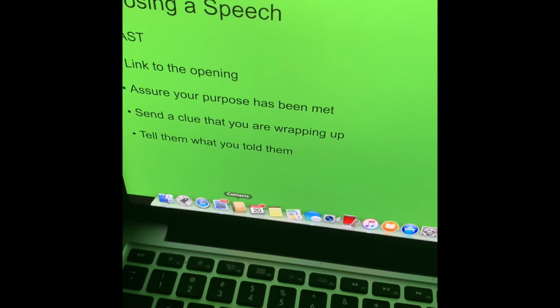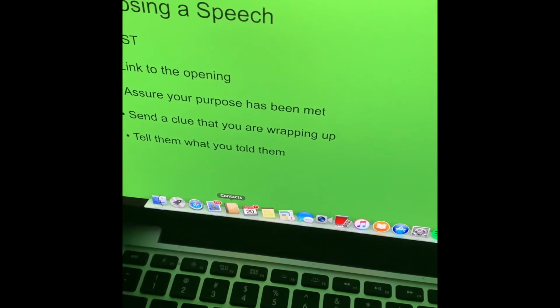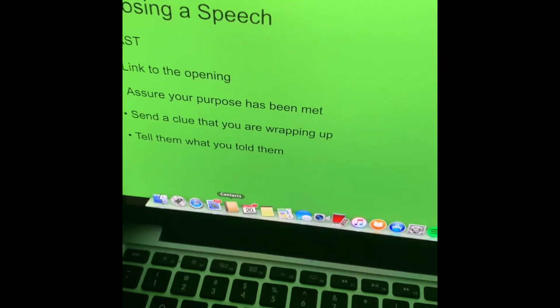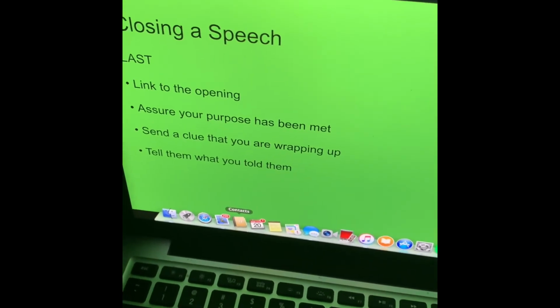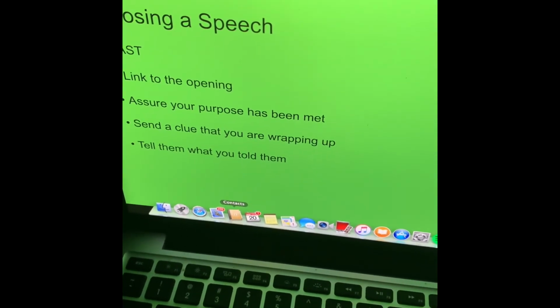The speech giver then moves on to the S in LAST, which stands for send a clue that you're wrapping up. To do this, the speech giver should do the T in LAST, which is tell them what you told them. Give the audience a short summary of what was said during the speech, and this should be done along with thanking the audience and asking for any questions.